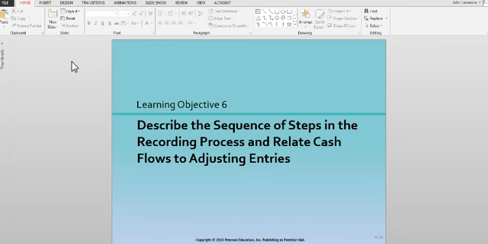We're going to pause here as we're coming up on our second 15-minute interval, and when we jump back in for our third section, we'll be talking about cash flows as it relates to adjusting entries.